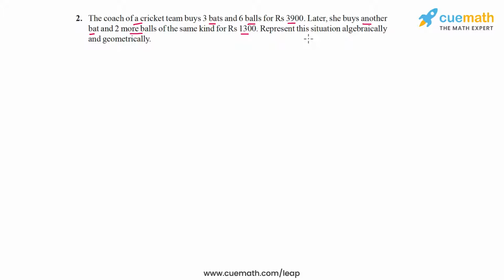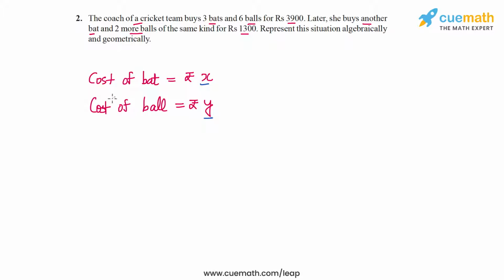So this question is very similar to the first question of this exercise. There are two unknowns or variables in this situation, and they are the cost of one bat, and the cost of one ball. So let's assume that the cost of one bat is rupees X and the cost of one ball is rupees Y. So X and Y are the two variables or the two unknowns in this question.